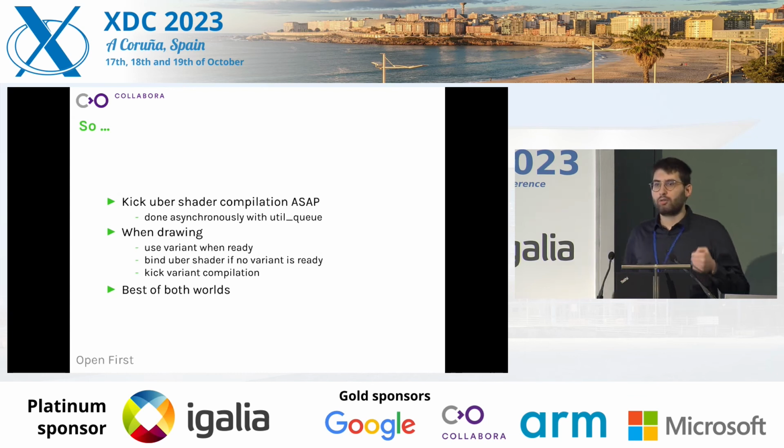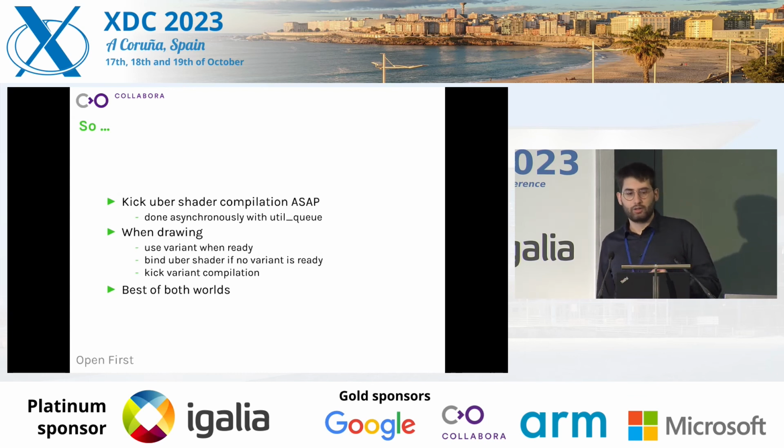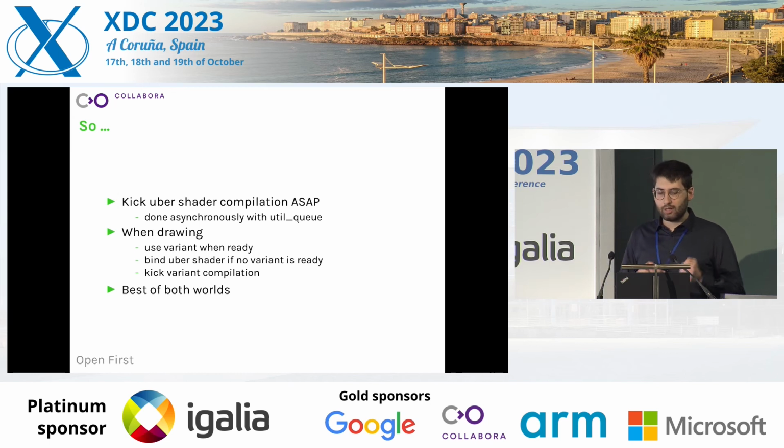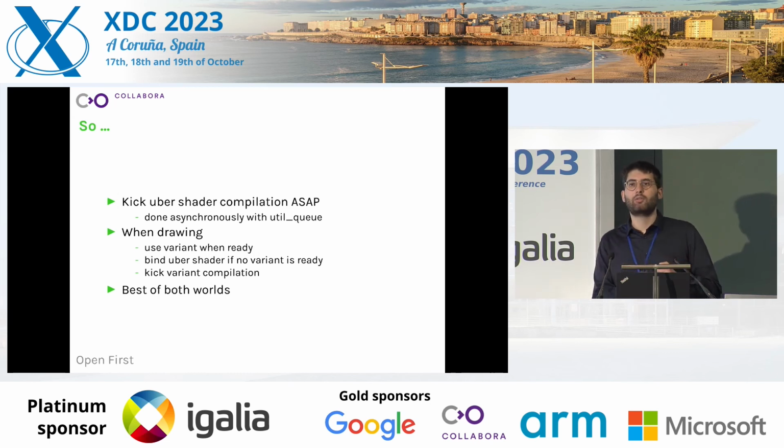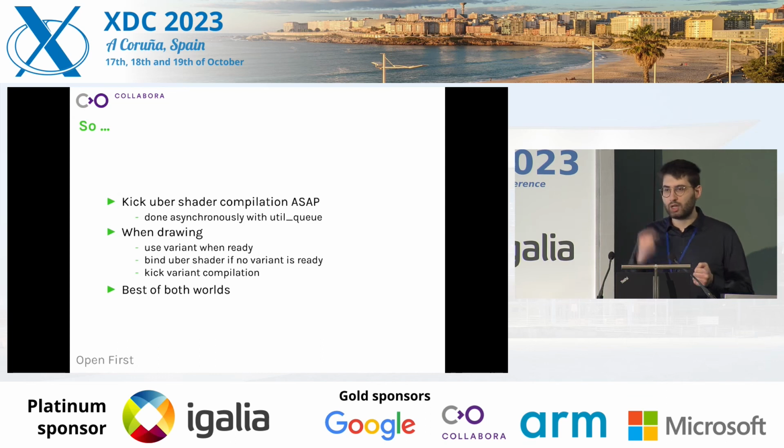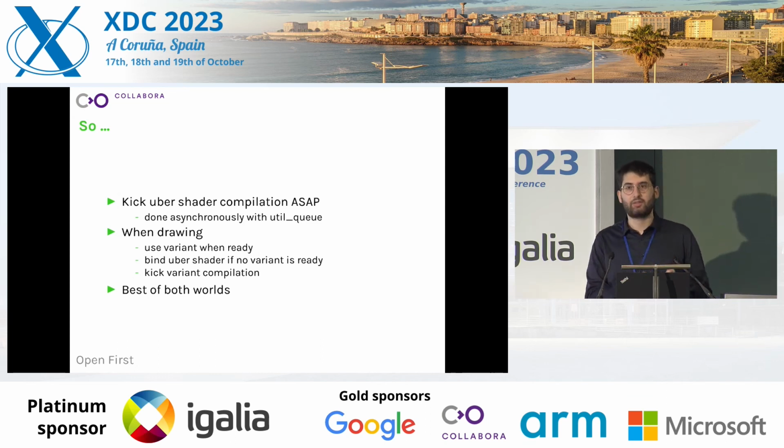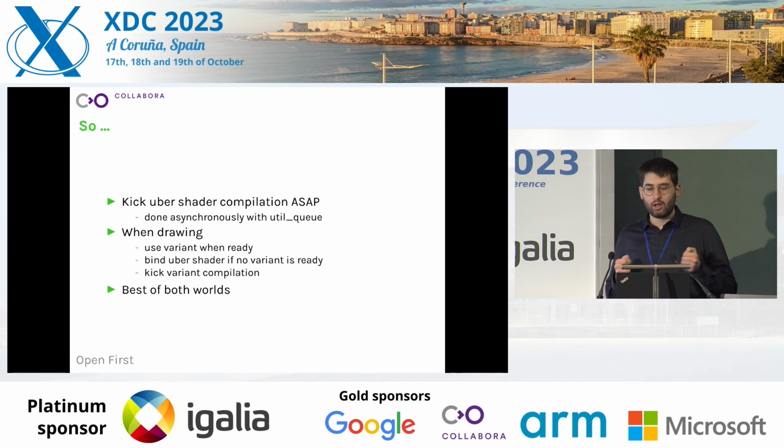So when we draw, we start by using the Uber shader, because we don't have any variants for that particular state. We don't wait for shaders to be ready. We always draw starting with the Uber shader. But when we do that, we kick the compilation for a variant for that particular state. And so next time we draw, the first thing we do is we check if the variant for that state is ready, and if it is, we switch to that variant. So eventually, we don't use the Uber shader.